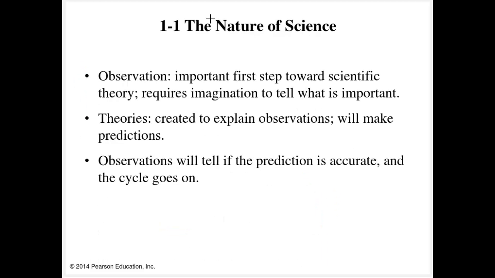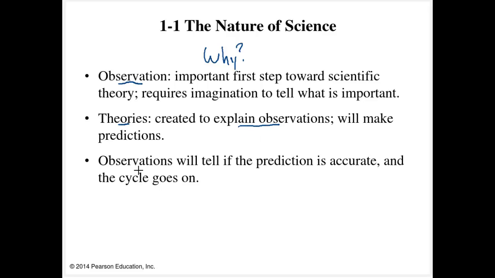So what do we do as scientists? Well, we're always asking the age-old question, why? So we first make an observation, and then we think, well, why does that happen? What we do then is we create a theory. This theory should be able to explain the observations that we're making. From this theory, we should also be able to make predictions of what will happen in other situations.